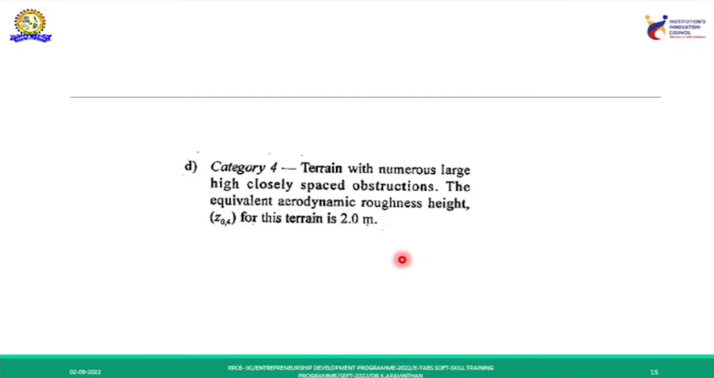Then the last category is terrain with numerous large closely packed obstructions. So you can take this as a well developed city. For example, New York City is well developed, and the center of New York is category 4.